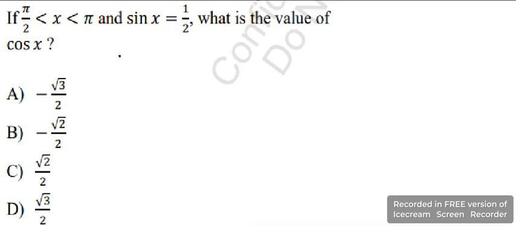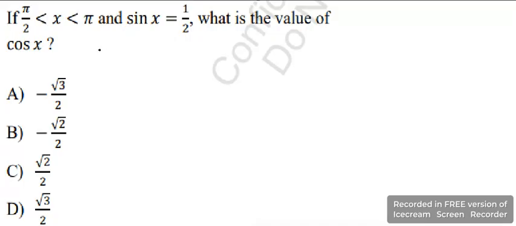Today we have a very simple problem that you can use to enhance your understanding of the unit circle. So let's get started. If pi over 2 is less than x is less than pi and sine x is half, what is the value of cosine x? This problem very much depends on your understanding of the unit circle.